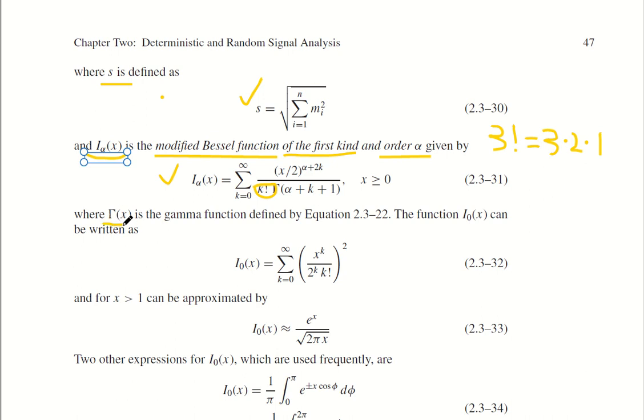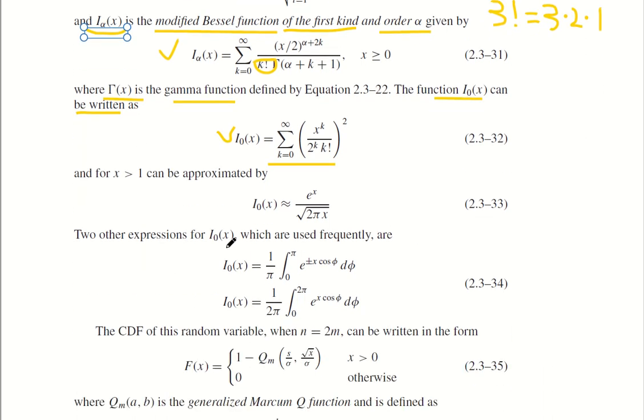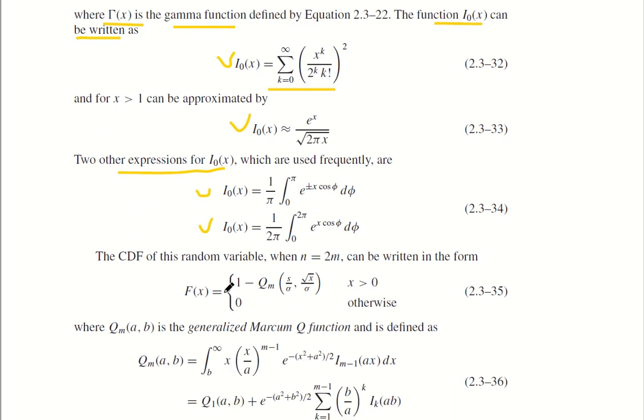Okay, so gamma is a gamma function, and I0 can be written as this one just because the subscript alpha is equal to 0. So that whole business simplifies to this. There are other ways to approximate it, or you can use other kinds of expressions. But after all, whatever we do, we are unable to get a closed form.